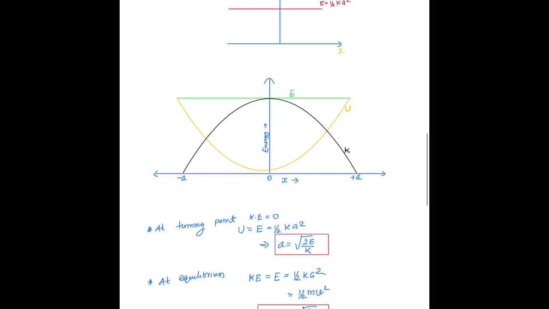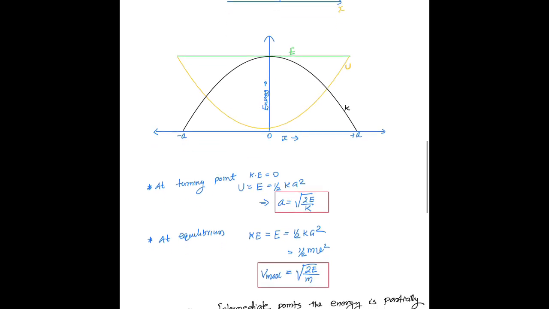At a turning point, that is plus A or minus A, the kinetic energy becomes zero because when oscillating, upon reaching maximum amplitude, it will stop there and come back to the original position. So the kinetic energy is zero at the turning point, and there the total energy equals the potential energy, which is half kx square. From there I can find an expression for A squared equals 2E by k, so root 2E by k is the expression for amplitude.